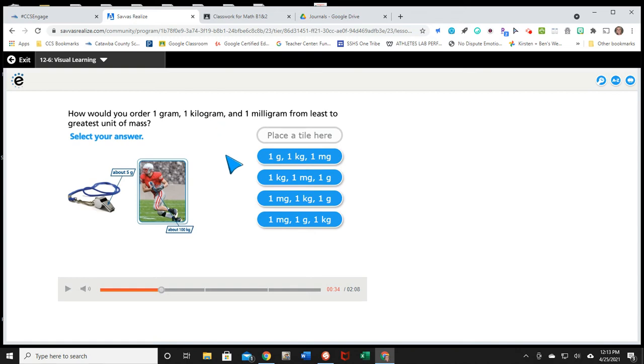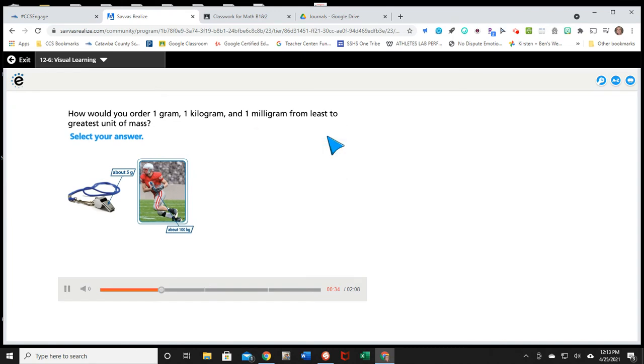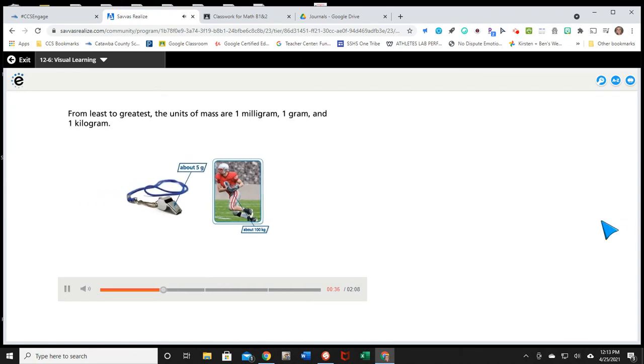So we're going least to greatest. We need that milligram first, then the gram, our base unit, and then the kilogram. So I'm going to take this one and slide it up. From least to greatest, the units of mass are 1 milligram, 1 gram, and 1 kilogram.